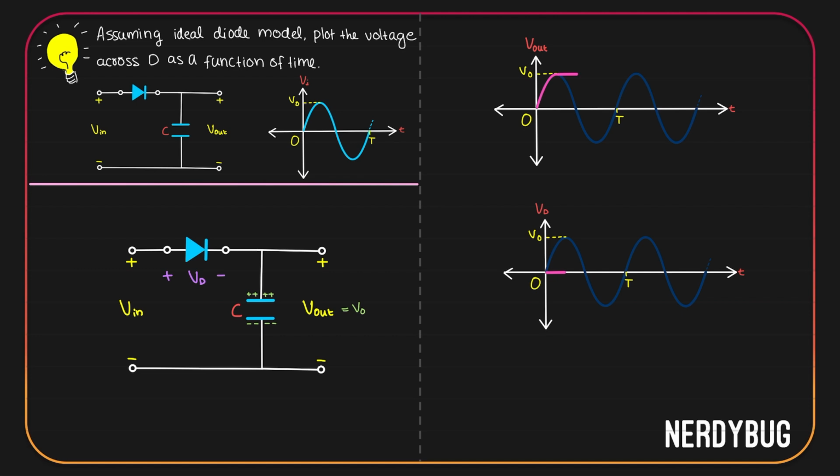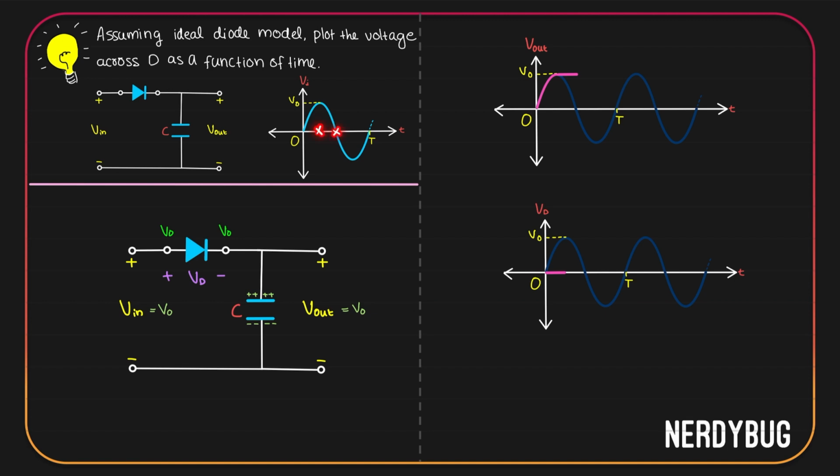Now let me give you a different way of understanding this. At T by 4, capacitor has completely charged and it has a potential V naught across it. Also at T by 4, input voltage is its maximum. It is equal to V naught. So V in is V naught, V out is also V naught. According to the diode, on the P side it is getting V naught. On the N side also it is getting V naught.